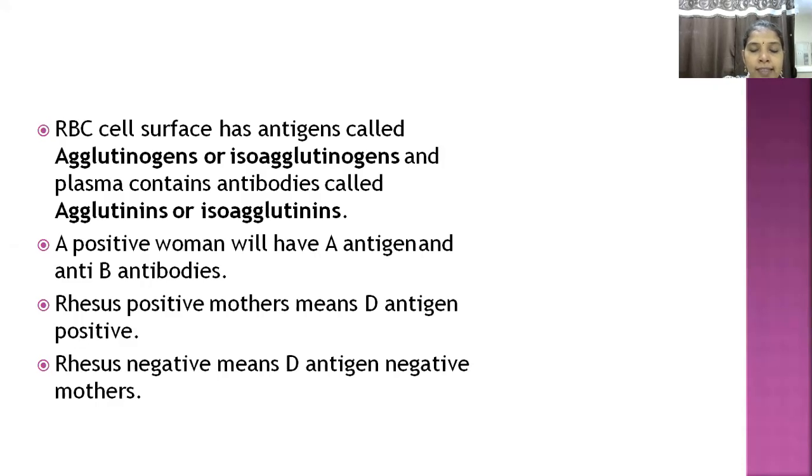Rhesus positive means antigen D is positive. Rhesus negative means antigen D is negative. That is the two combined, what we group as A positive, B positive and so on. A is the ABO group, and positive is rhesus positive, as opposed to rhesus negative.